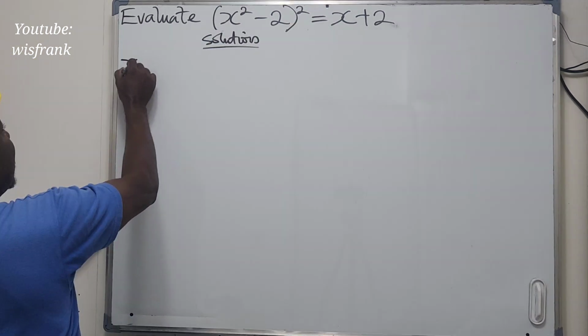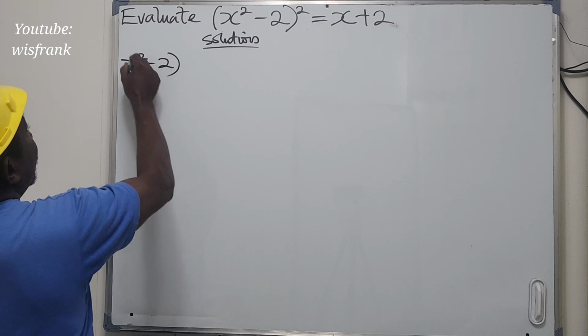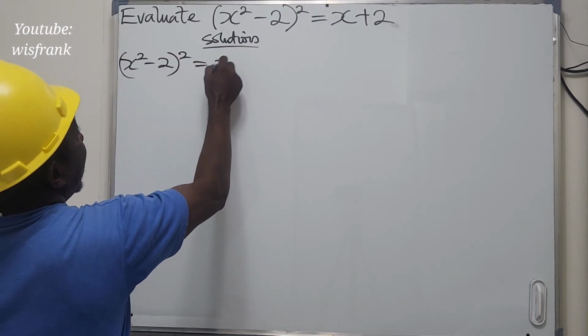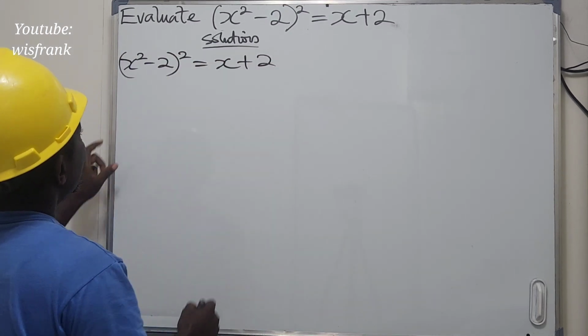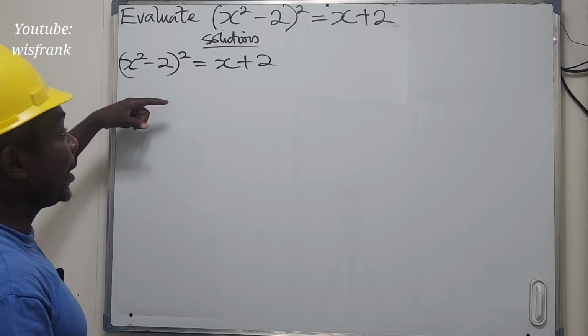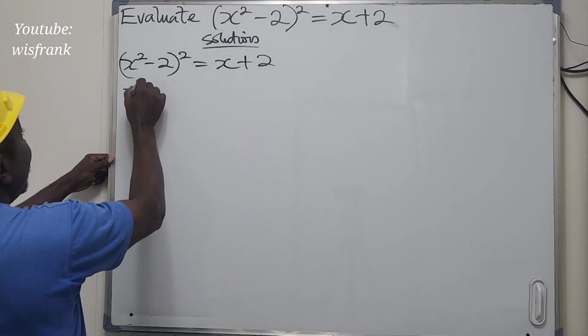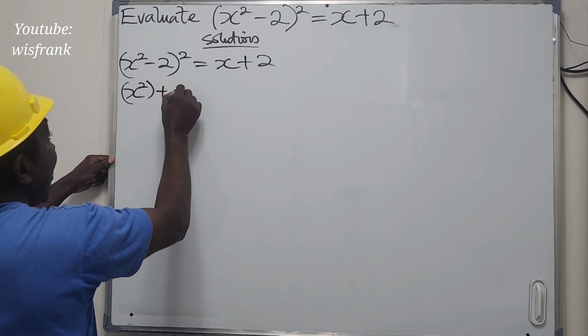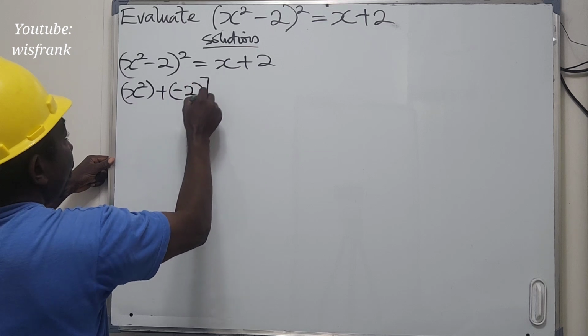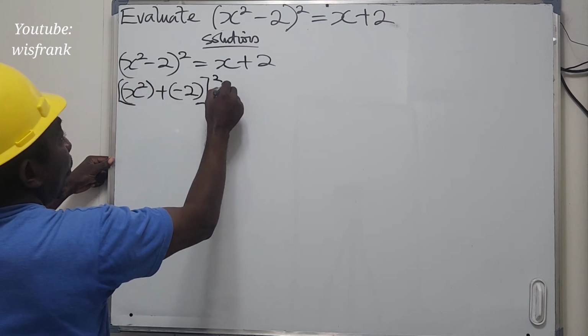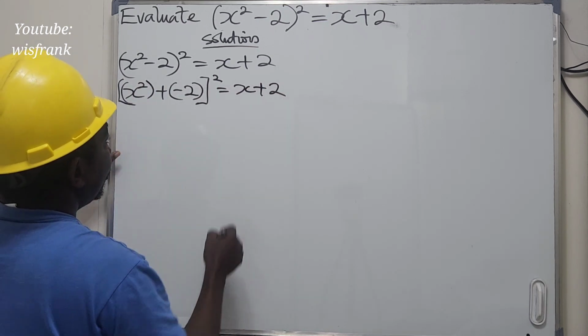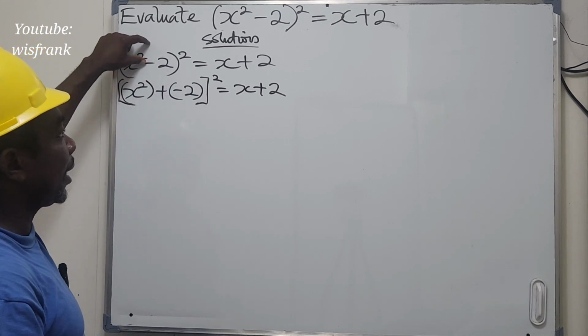We are going to evaluate this to find the value of x. We are given (x² − 2)² = x + 2. We can look at this parenthesis. It is in the form (x² + (−2))² = x + 2. This is the same thing as this.